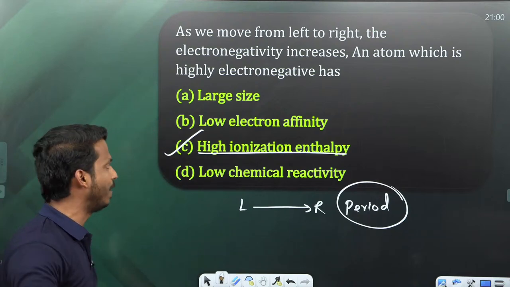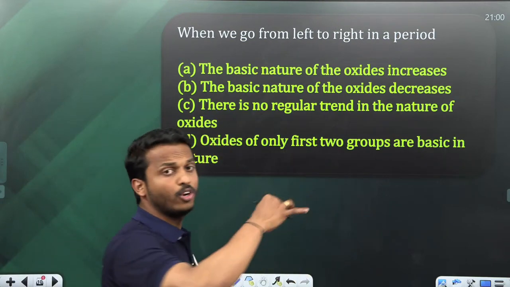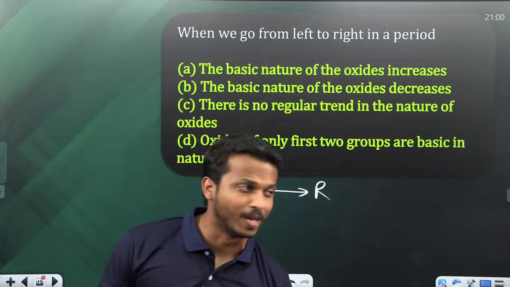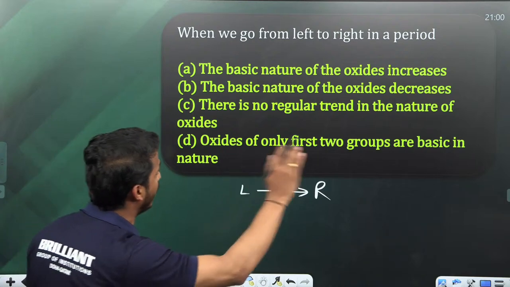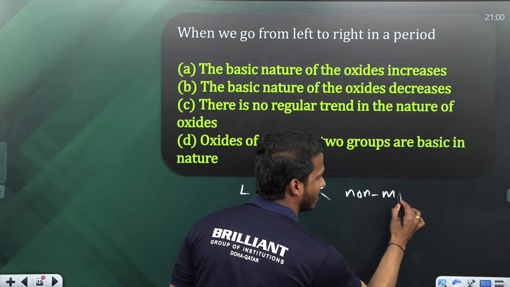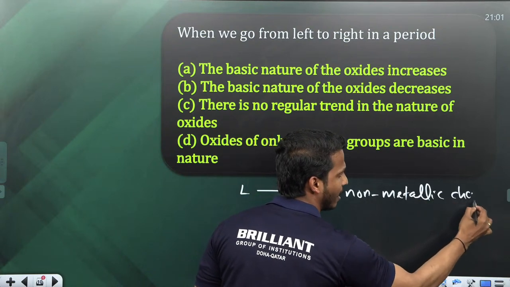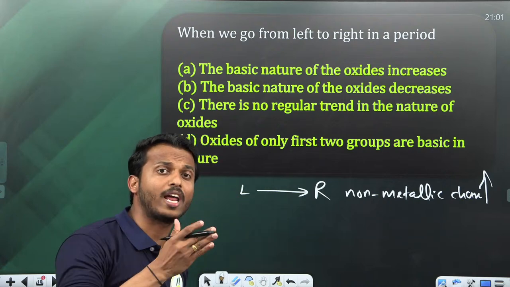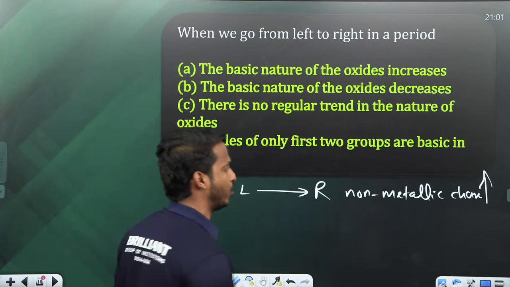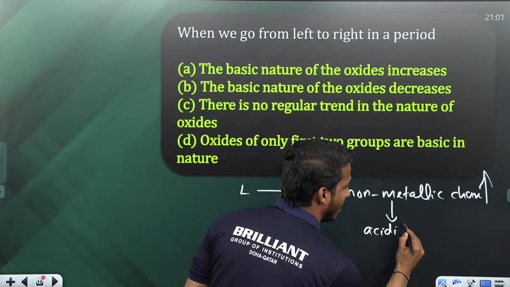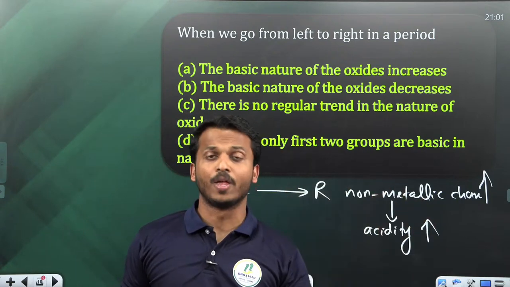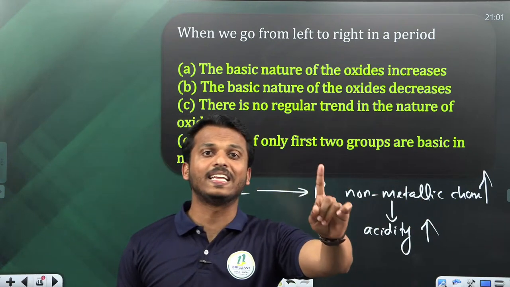High ionization enthalpy. Next one, when we go from left to right across a period, what is the answer for this question? When we go from left to right in a period, the non-metallic character increases. We know non-metallic oxides are acidic in nature. Therefore, acidity increases. Across a period, non-metallic character increases, meaning acidity increases.